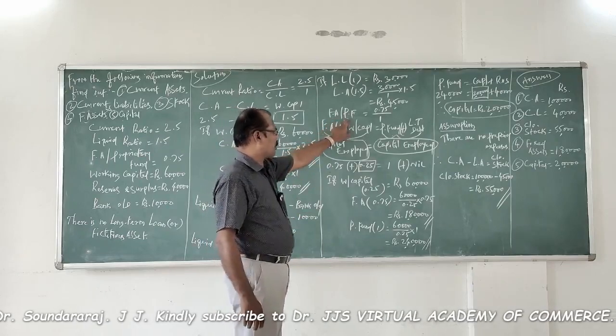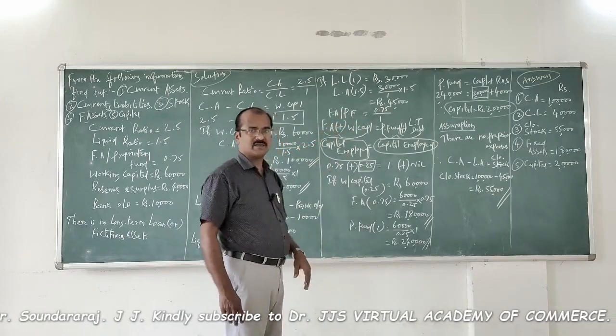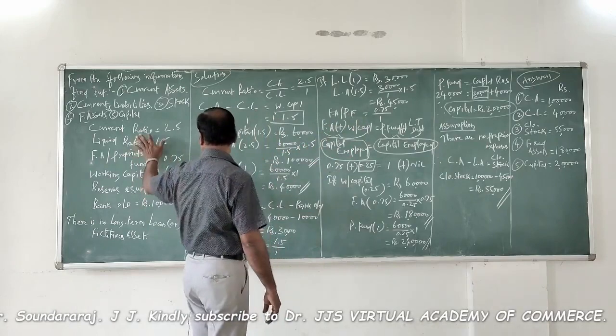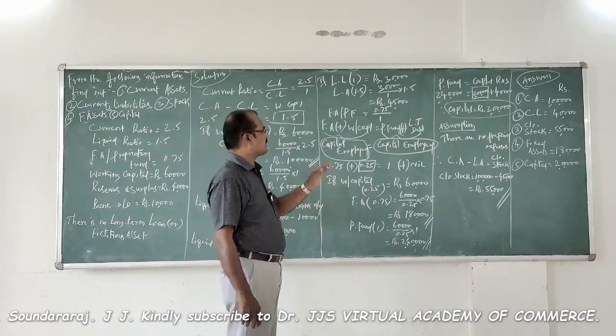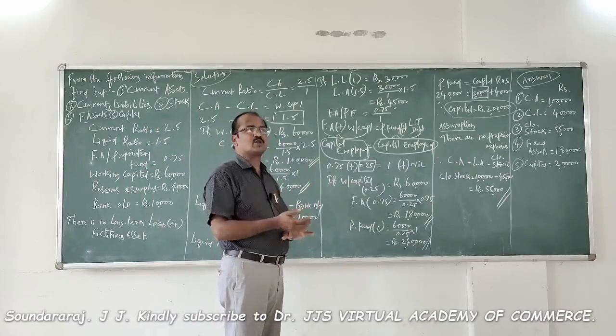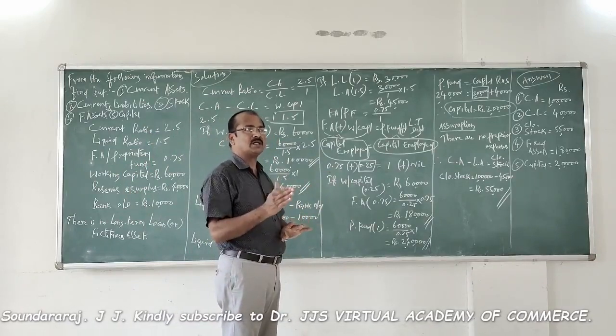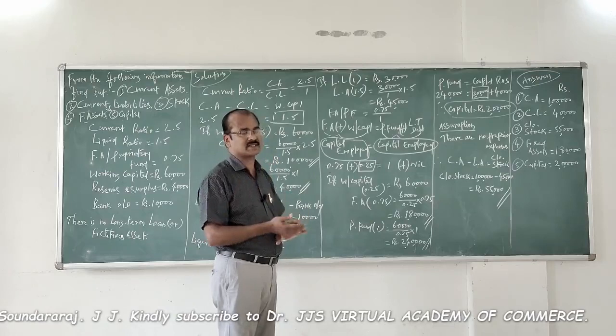Fixed assets to proprietary fund is equal to 0.75. That is what is mentioned here. Listen to me. Fixed assets to proprietary fund is 0.75. They have also mentioned that there is no long-term liability and fictitious asset in the problem.